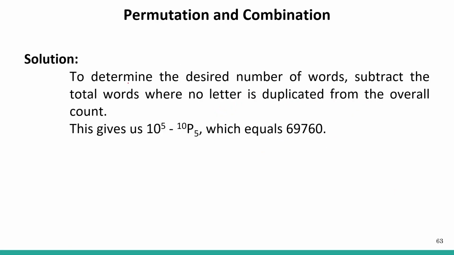Okay, so let's see how to determine the desired number of words. Total possible is this much, and in this many ways there will be distinct letters. So in all the possible ways, for 69,760 of them, there will be at least one letter that is repeated.